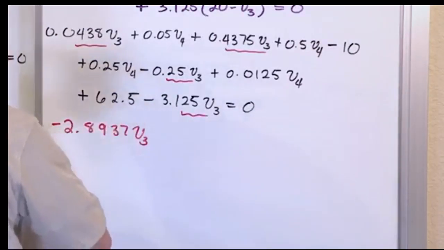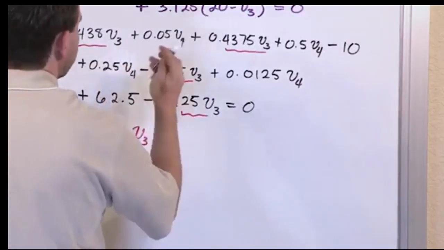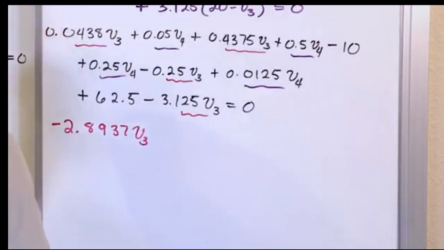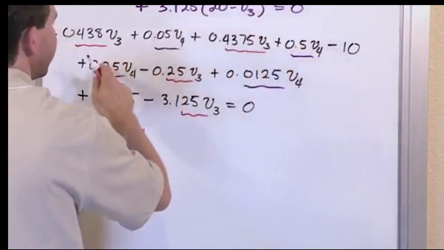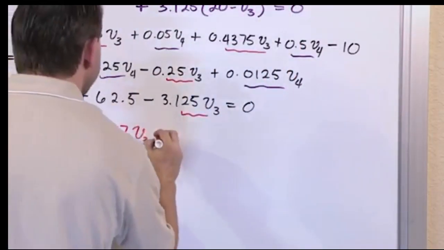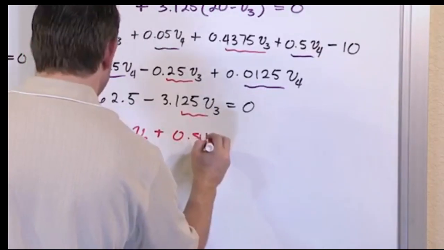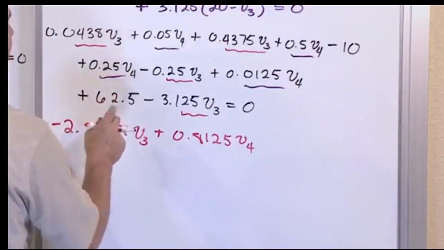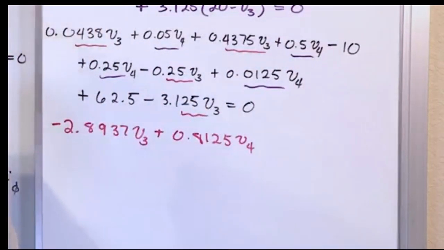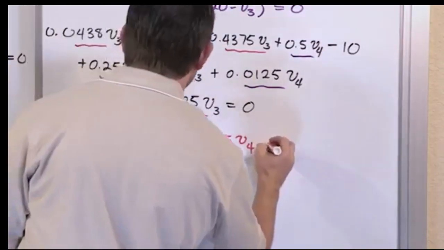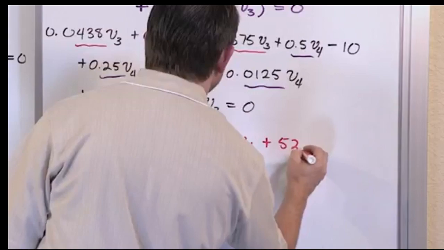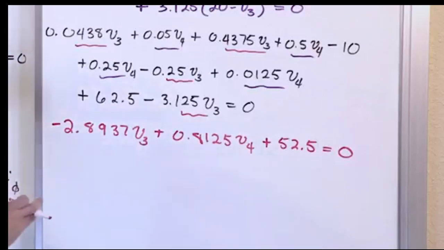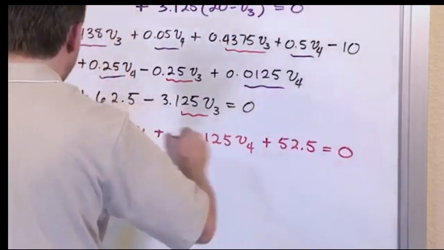And then for the next guy, let's switch gears so it's a little bit easier. You have a V4 term here, V4 term, V4 term, V4 term. So when you put those together, and you add this plus this plus this plus this, what you'll get is 0.8125 V4. So we look at what's left and we see we have a negative 10, we have a 62.5, so whenever we add those together, what we'll have is plus 52.5, and that's equal to 0. So it looked really, really complicated, but in the end, we get an equation in V3 and V4. Bam, we're done with that, okay?